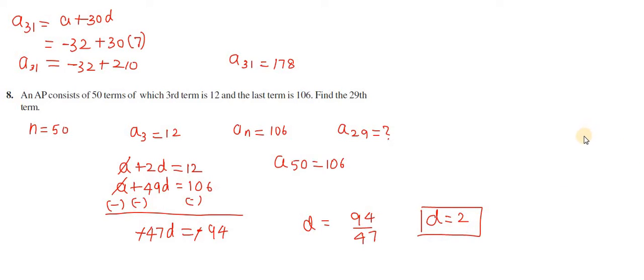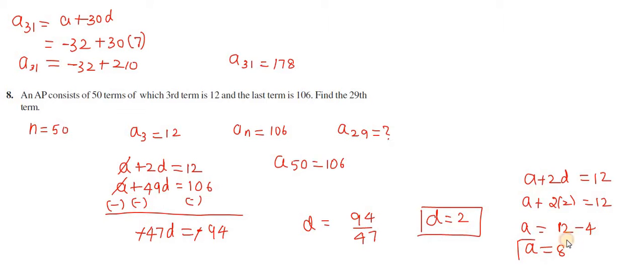We need to find the A value now. How to find A? You can take this A3, that is A plus 2D is equal to 12. So A plus 2 into 2 is equal to 12. So A is equal to 12 minus 4. Therefore A is equal to 8.